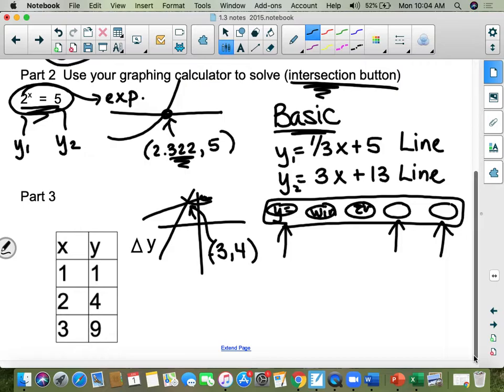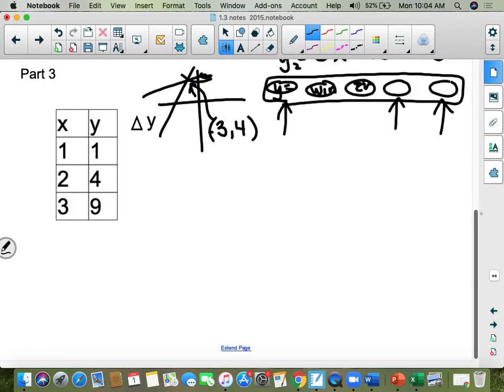Okay, part 3. Part 3 is what is the change in y. So here are your x values, here are your y values. I talked about in 1.1 what that little triangle stood for. It stood for delta. Delta means what's the change in y? Well, what's the change between 1 and 4? 3. What's the change between 4 and 9? 5. That's all you're doing in that section.